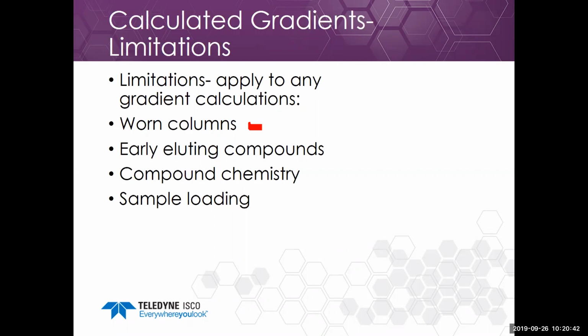Compounds that elute very early are going to be hard to calculate a gradient for, and I'll tell you how to deal with that. Compound chemistry, in particular ionizable compounds, behave a little funny, and we'll talk about that. And if you overload your column, that's going to affect your retention as well. And also, if you dissolve your sample in your strong B solvent, some people do that, it can affect the chromatography. And also, dissolving your sample in DMSO, too much DMSO can affect the chromatography as well.